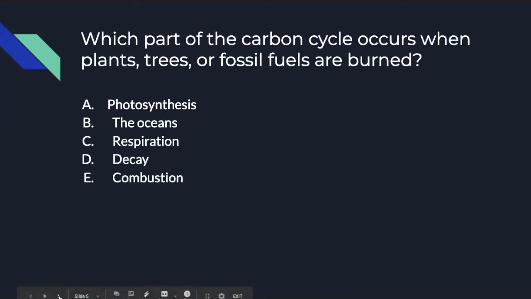So next up we have, which part of the carbon cycle occurs when plants, trees, or fossil fuels are burned? A, photosynthesis, B, the oceans, C, respiration, D, decay, or E, combustion? Choosing your best answer.